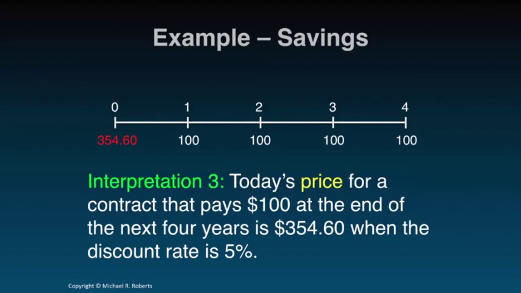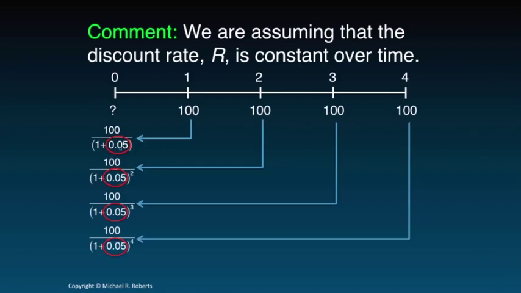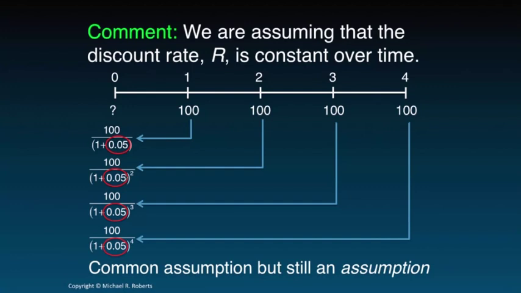With that segue, interpretation 3 is that today's price for a contract that pays $100 at the end of each of the next 4 years is $354.60 when the discount rate is 5%. Three different ways to say the same thing. Now, I want to mention, we're assuming that the discount rate R is constant over time. When I pull back each cash flow, I discount each one by the same 5%. That's a common assumption, but I want to emphasize it's still an assumption, one we're going to look at when we talk about the term structure of interest rates and yield curves later on.